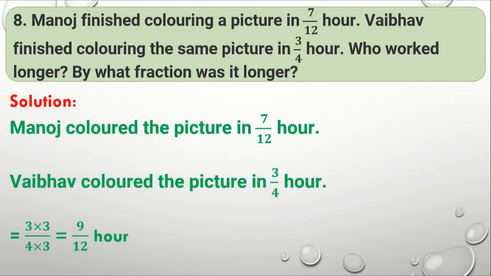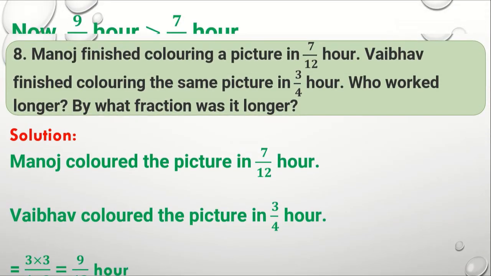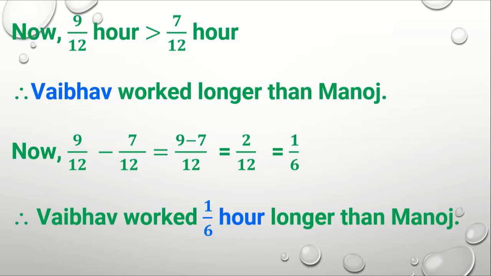Next, Manoj finished coloring a picture in 7 upon 12 hours. Weber finished coloring the same picture in 3 by 4 hours. Who worked longer? By what fraction was it longer? So Manoj colored the picture in 7 upon 12 hours. Weber colored the picture in 3 upon 4 hours. So 3 into 3 upon 4 into 3, we will make the denominators equal. So Weber colored the picture in 9 by 12 hours. So 9 by 12 hours is more than 7 by 12 hours. So Weber worked longer than Manoj. So Weber worked 1 by 6 hours longer than Manoj.